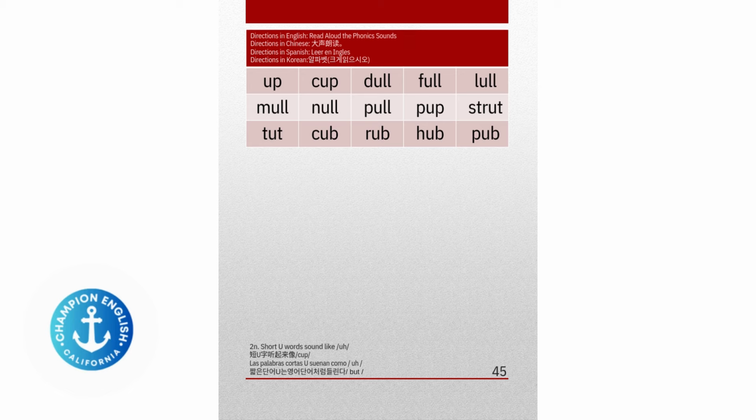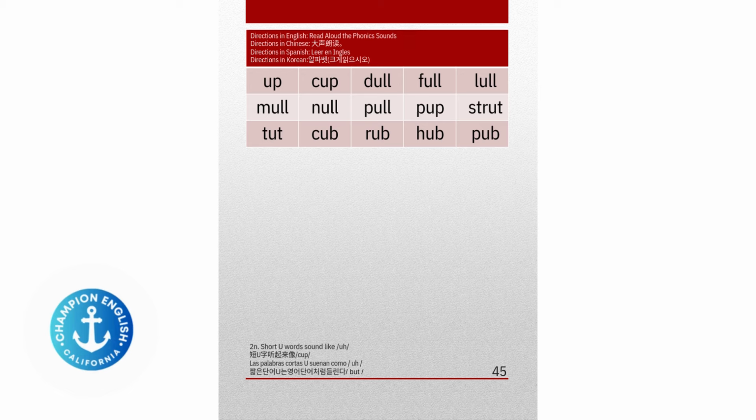Up, cup, dull, full, lull, mull, null. Pull, pup, strut, tut, cub, rub, hub, pub. And now, students, we are going to take our time and we're going to slowly pronounce out the words.